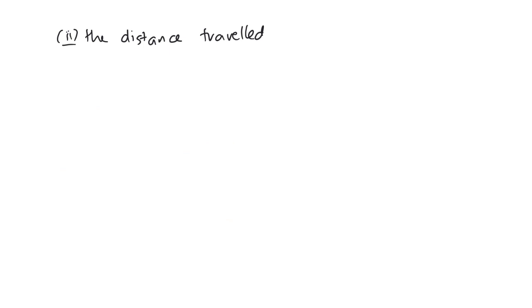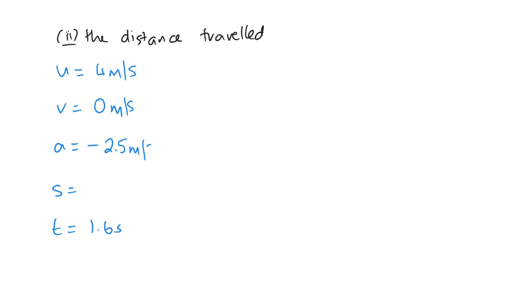And part 2 then, the distance travelled. Again, U, V, A, S, T. Our initial speed was 4. It slowed to rest, so our final velocity there is 0. It took 1.6 seconds, and we find the acceleration is minus 2.5 meters per second squared. And we're looking for S.